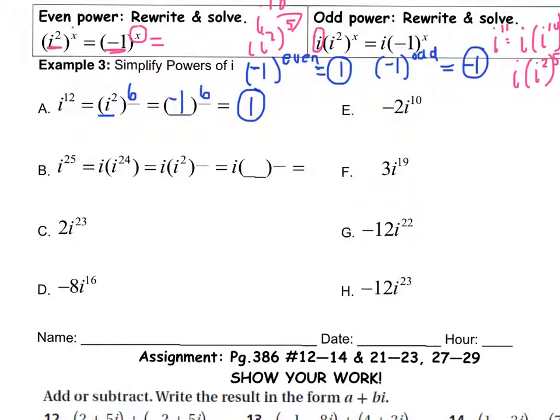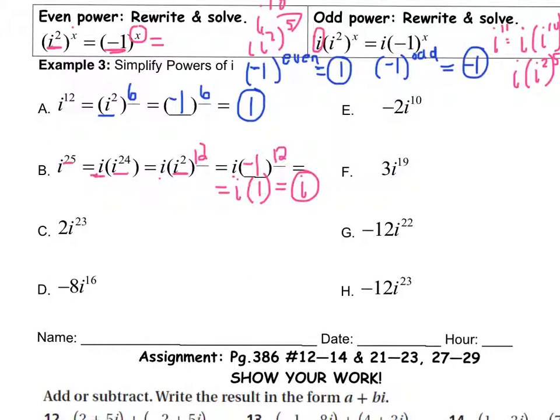When I look at B, I see 25 is an odd power. So I need to first pull that i out front, and then I'm left with 24. So I'll recopy the i out front, and I'm going to rewrite 24 using i squared. So 2 times 12 gives me 24. Now I'll recopy that i again. In for the i squared, we'll replace it with negative 1 to the 12th. So we have i times negative 1 to the 12th, which is going to be positive 1, and i times 1 is i.